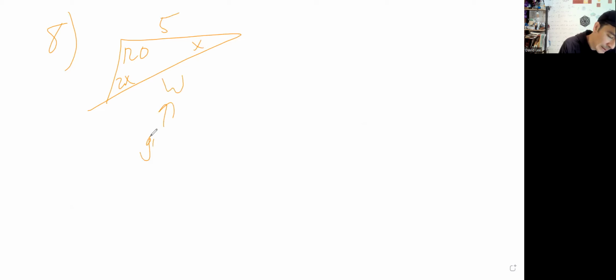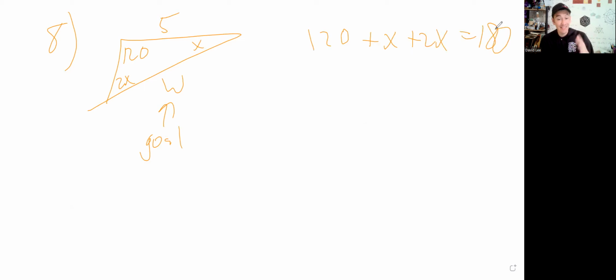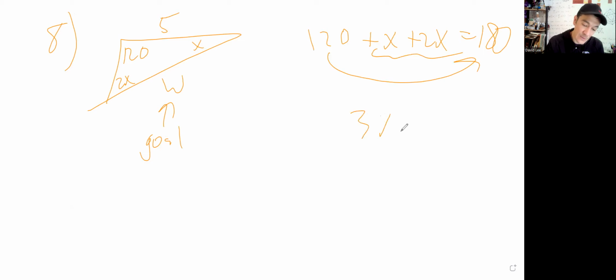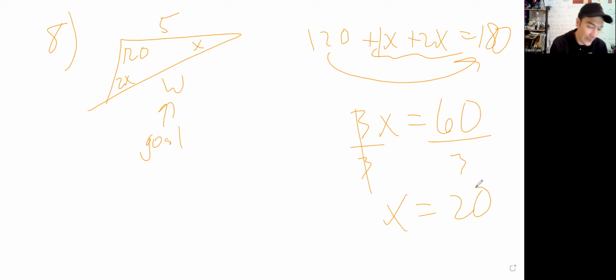Now, in a triangle, the 3 angles add up to 180. What are the 3 angles? 120, x, and 2x. So 120 plus x plus 2x is 180. Take away 120 from 180 to get 60, and combine 1x plus 2x to get 3x. Divide by 3, and we discover that x is 20. So this is 20 degrees and this is 40 degrees.